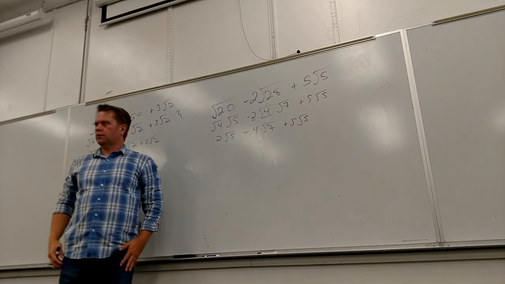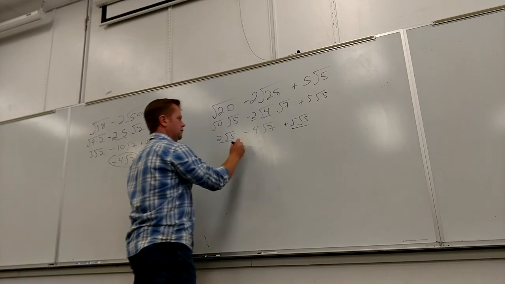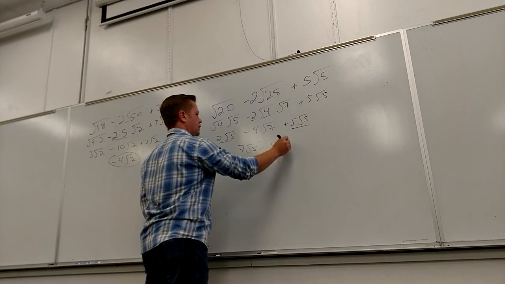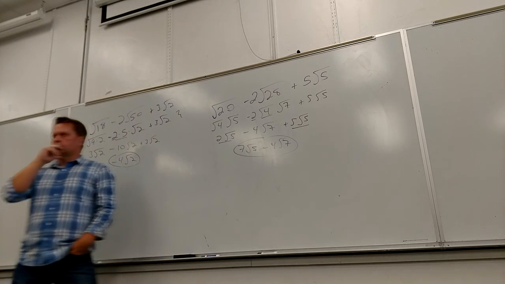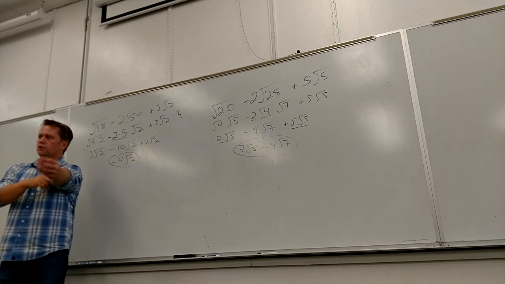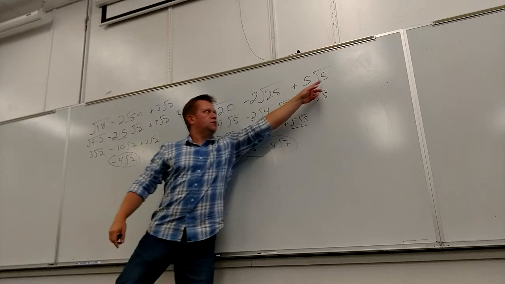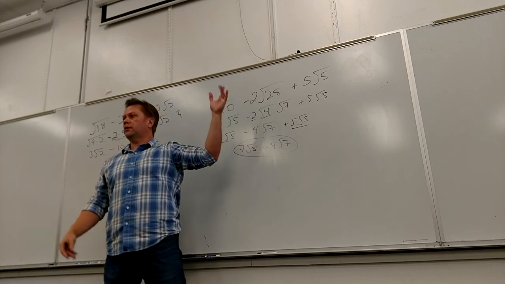What are the only like terms up there? The square root of 5s. Yeah, so I get 2 of them plus 5 of them is 7 of them, minus 4 of those. So they weren't all like terms, so you just combine what you can. Very good question. I can still use this as a clue. It just might not work for everybody, but it might work for some.